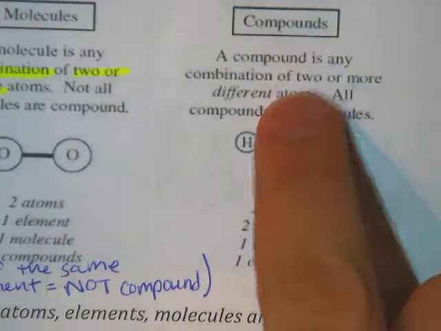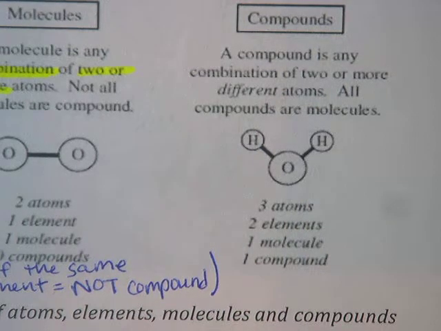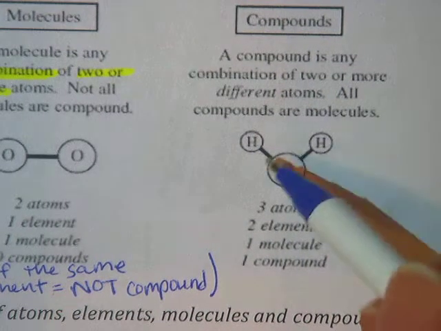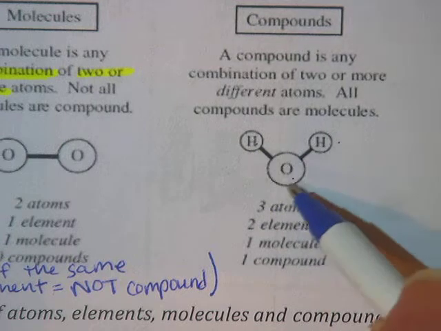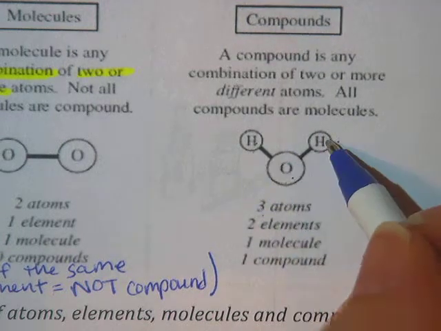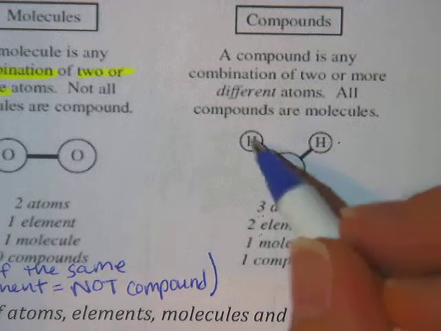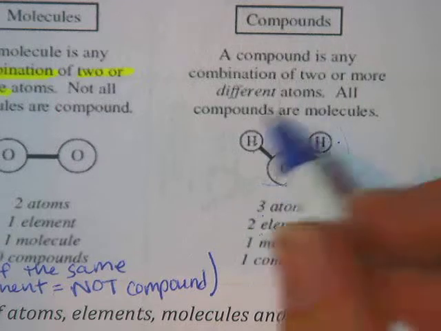And then again, a compound is any combination of 2 or more different atoms. All compounds have to be molecules. So you can have HOH. This is water, by the way. There are 3 atoms here, an H, an O, and another H. Only 2 elements, hydrogen and oxygen. This is 1 molecule. It is 1 compound.